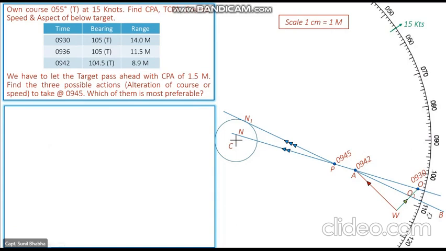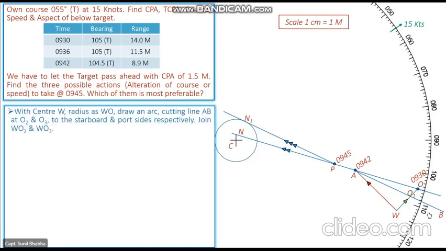Let us now see if we can achieve the desired CPA using an alteration of course also. Now to find out the alteration of course, we pick up our compass. We open up our compass equal to the length of vector WO. This vector represents the distance covered by the ship in a period of 12 minutes. So we open up our compass equal to WO. Center our compass at point Whiskey. With center at Whiskey and radius equal to WO, we draw an arc. You can see the red color arc coming up on the plot.